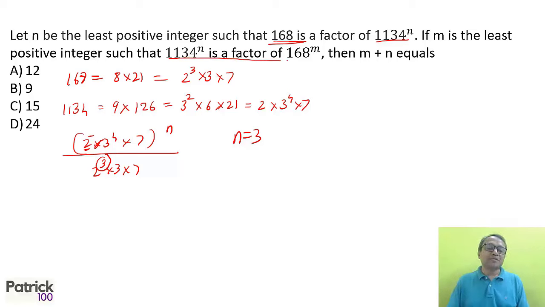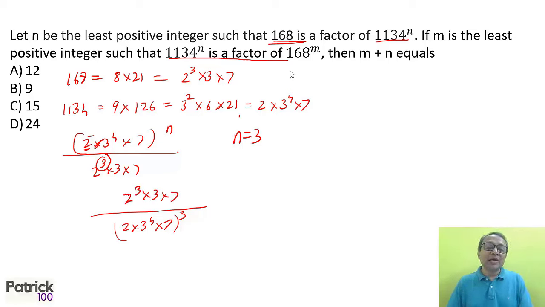Now use the second part. In that case, you need m, the least integer where 1134 is a factor. So 1134 is nothing but 2 into 3 raised to 4 into 7, with n being 3 here. So you continue with your numerator: the numerator is 2 cube into 3 into 7, that is 168, raised to m. Now here the biggest denominator is 3 raised to 12, so the numerator also requires 3 raised to 12, so it cuts. So m has to be 12.